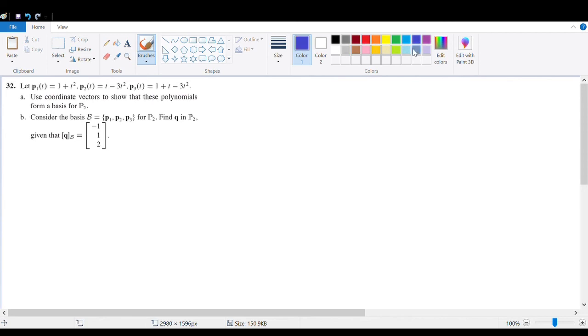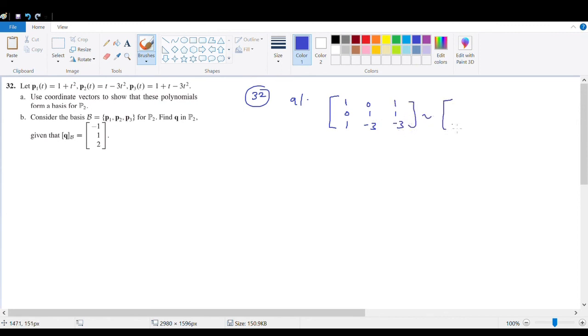In 32, let b1 equal 1 plus t square, b2 equal t minus 3t square, b3 equal 1 plus t minus 3t square. Use coordinate vectors to show that the polynomials form a basis for B2. First, let us construct our matrix. It will be 1, 0, 1, then 0, 1, minus 3, then 1, 1, minus 3.